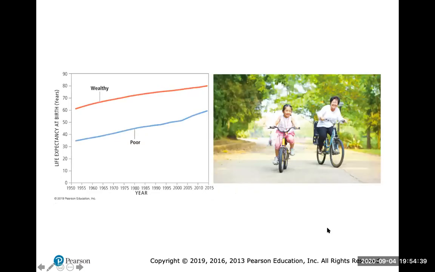Here's a look at the life expectancy at birth. It's obviously higher here for wealthier nations. It is good to see that poor nations' life expectancy is rising. Back in 1950, it was only 35 for poor nations. So thankfully, due to vaccinations and healthcare, it has risen significantly. There's still a huge gap there between poor and wealthy nations.